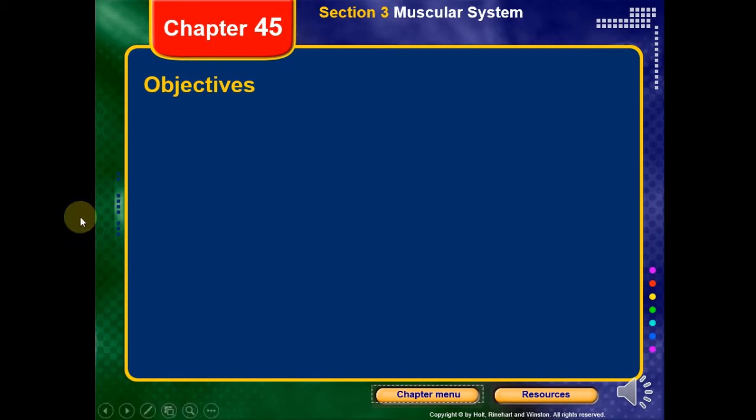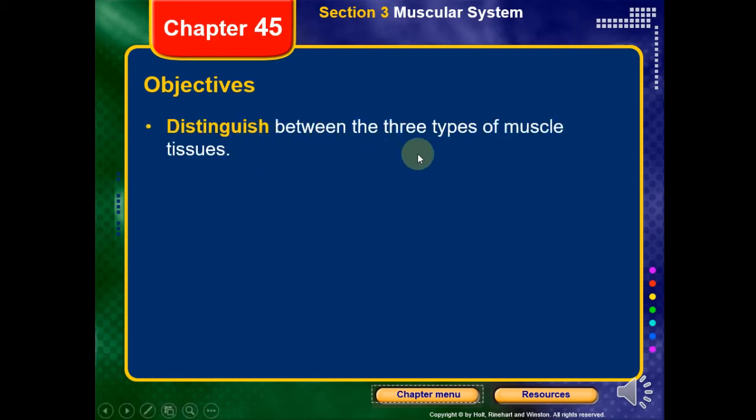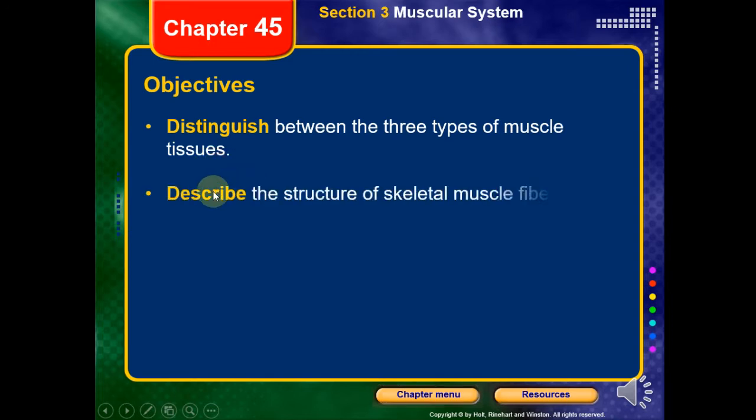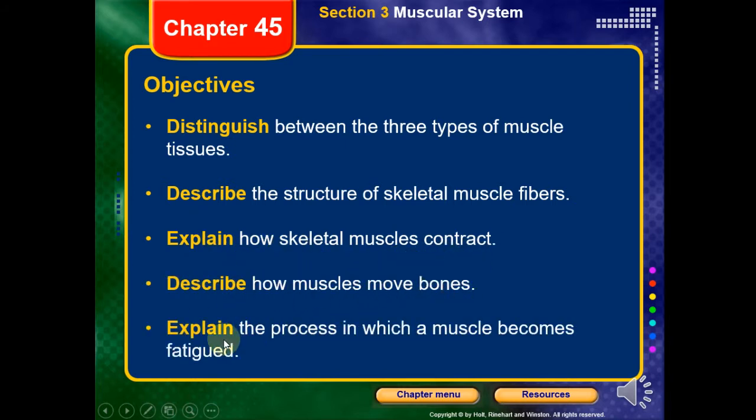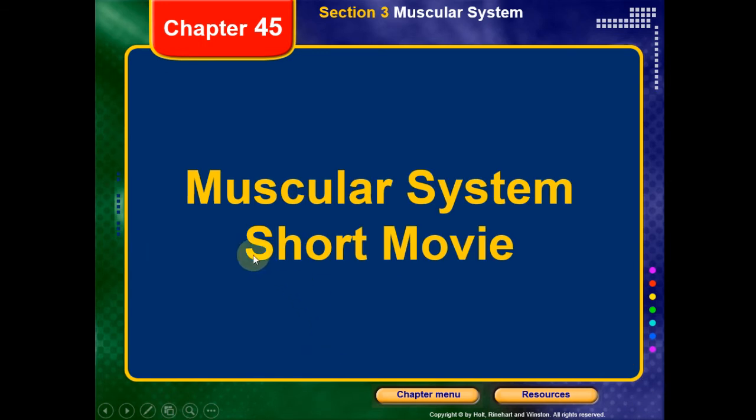Our objectives for today are to distinguish between the three types of muscle tissue, describe the structure of skeletal muscle fibers, explain how skeletal muscle contracts, describe how muscles move the bone, and finally explain some problems with the muscle, how it becomes fatigued. Now let's watch a short movie about the muscular system, then we will get back and continue our presentation.